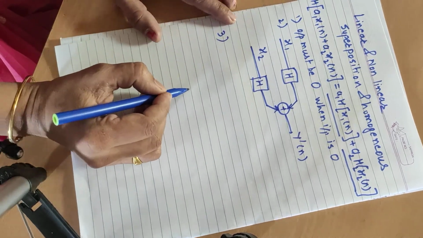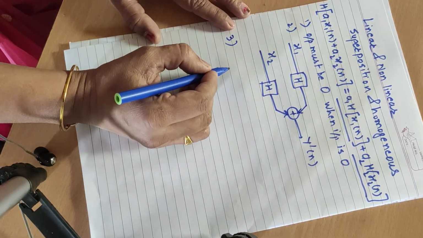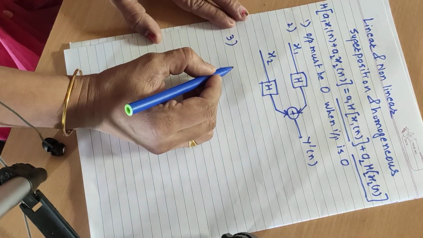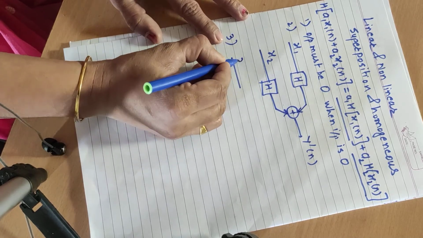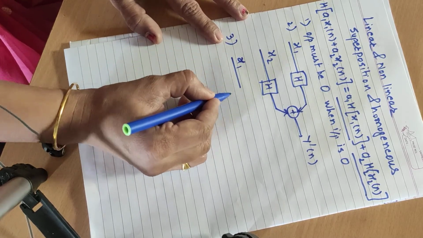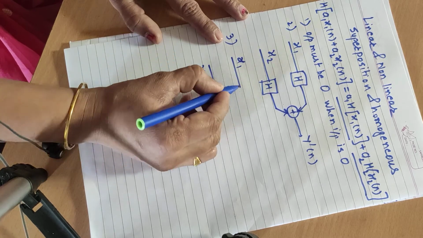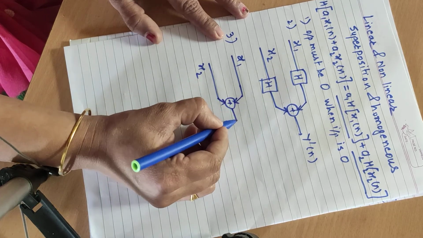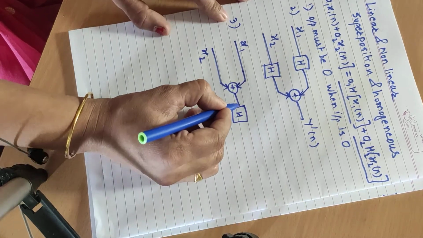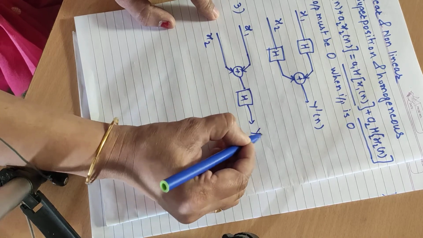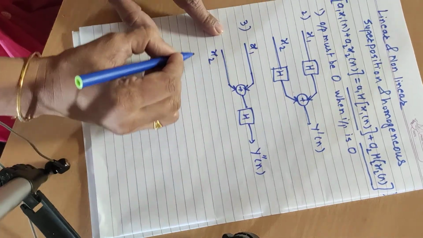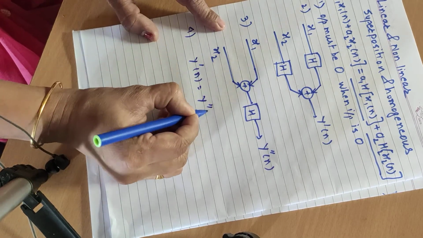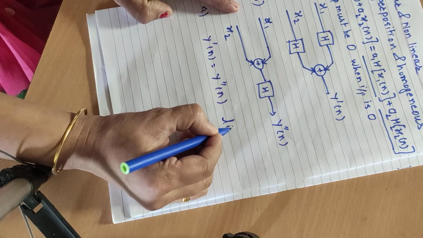Third step, combine all the inputs and find the output and check. Combine all the input signals, meaning x1 is one input, x2 may be the second input, combine them first, then apply the system, H is the system or any operation, and then obtain y double dash of n. Fourth step, if y dash of n is equal to y double dash of n, then the system is linear.